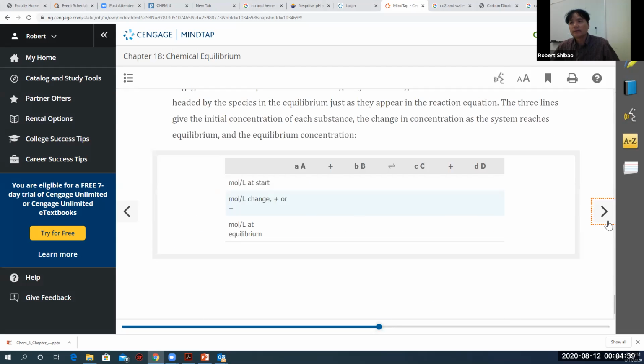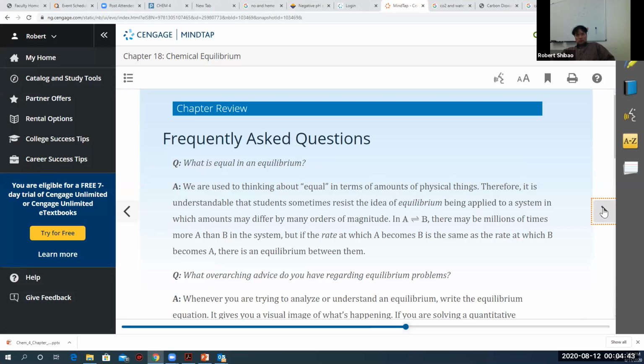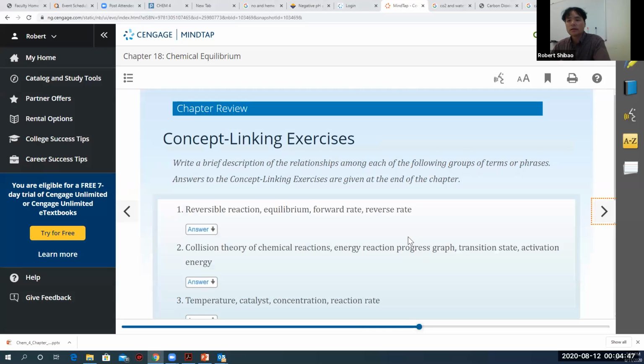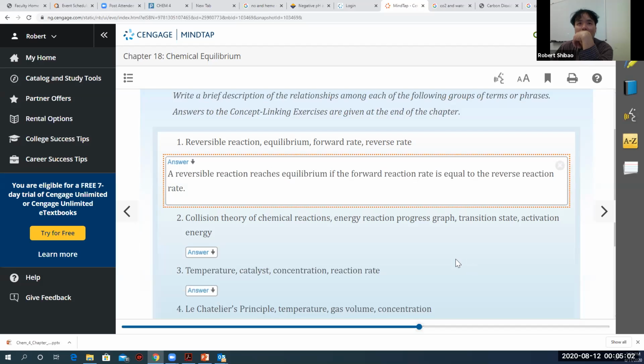Here's an ICE table. Okay, well, let's take a look at the homework problems here. Reversible reaction, equilibrium, forward rate, brief description of relationships. So let's just read it. A reversible reaction reaches equilibrium if the forward reaction rate is equal to the reverse reaction rate.